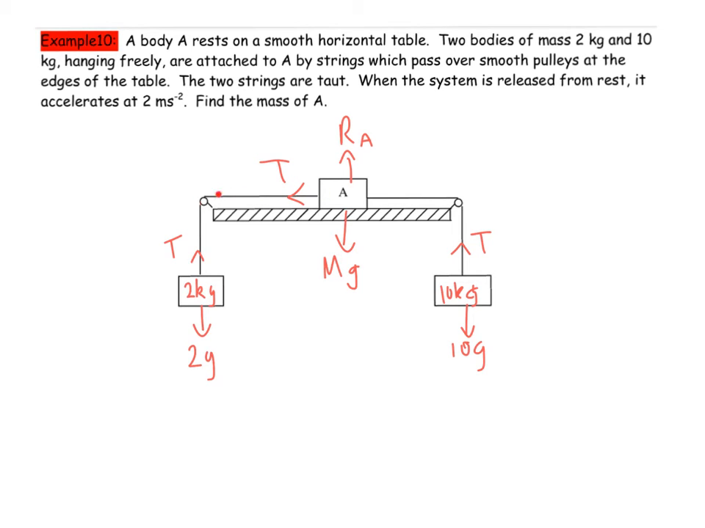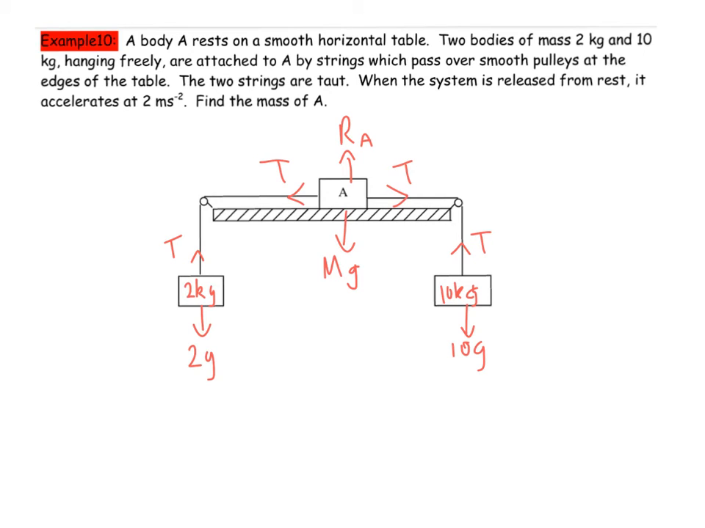A is trying to be pulled to the left because there's a 2 kilogram weight there, so it'll try to go to the left. There must be a force pulling it towards the left. It'll also want to be pulled to the right, because a 10 kilogram force is going to try and pull it to the right, which will also be in the form of tension.